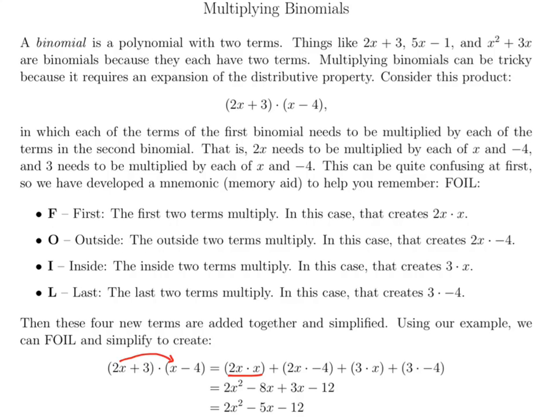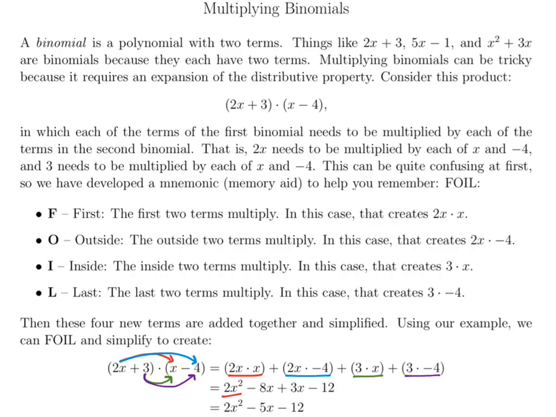2x multiplies by the x, this is the F part in FOIL, and then 2x multiplies by the negative 4, that's the outside or the O part, and then the 3 multiplies by the x, those are the inside terms, so that's the I part, and then 3 multiplies by negative 4, those are the last terms.